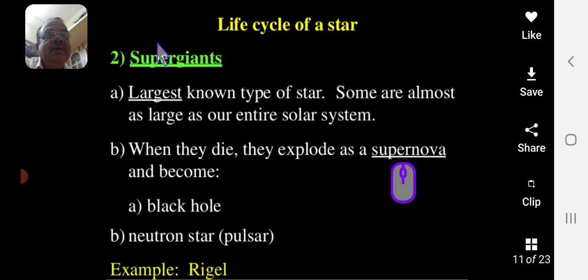So next, supergiants. They are the largest known type of star, some almost as large as the entire solar system. When they die, they explode in a supernova explosion. The dying of the star means nuclear fusion stops, and the generation of heat and light energy stops. So supergiants explode as a supernova.